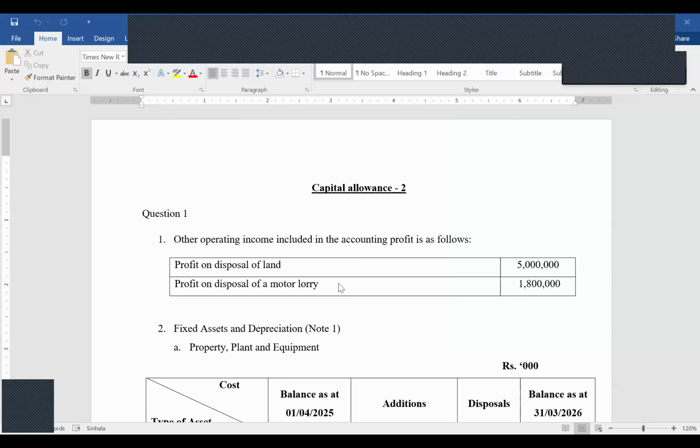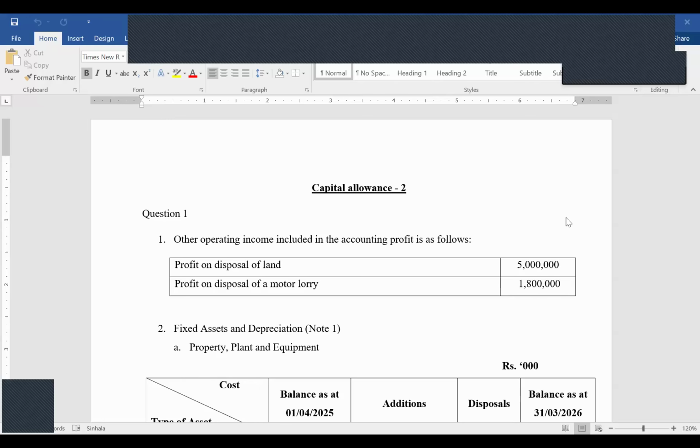This is for the capital allowance part 2. I am not going to do the calculation today with you, but I will give this calculation for your homework. But I will explain a little bit of this example. So you have been given operating income included in the accounting profit. So this is the accounting profit value. Profit on disposal of land 5 million, profit on disposal of motor lorry 1.8 million. So these are book profits.